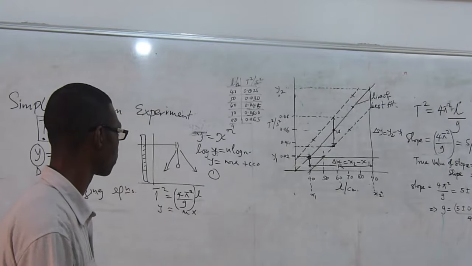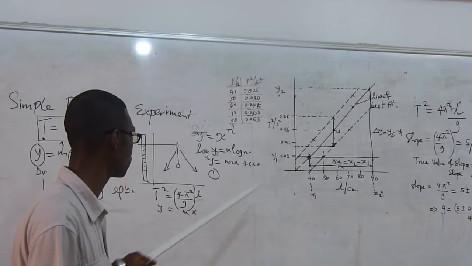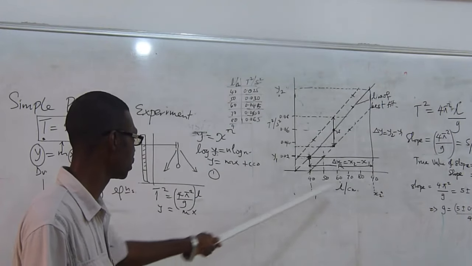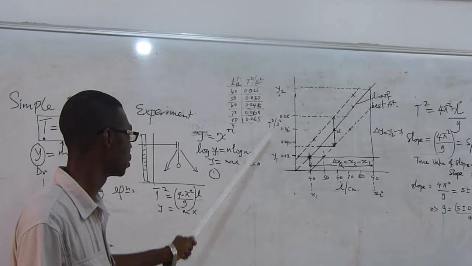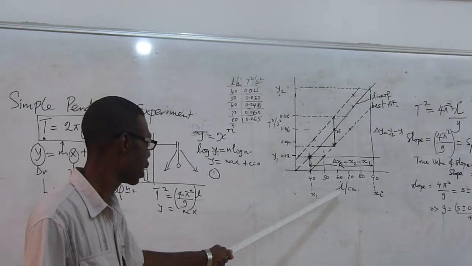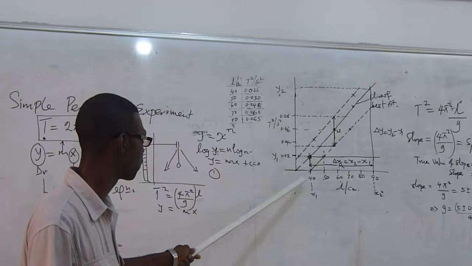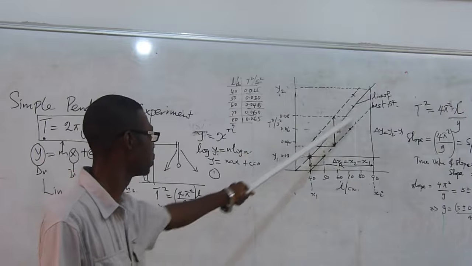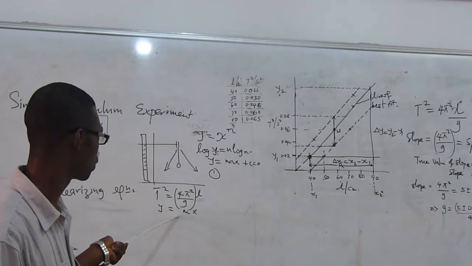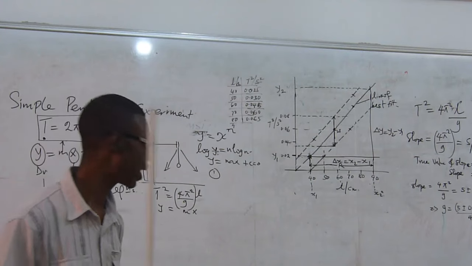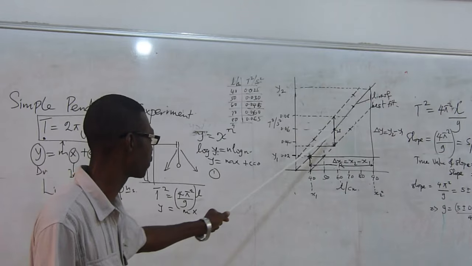Alright, so when you do this kind of experiment, this simple pendulum experiment, we are likely to have a graph like this. This is the T axis, this is the T squared axis, and this is the L axis. Alright, so we plot the graph. This is the straight line graph passing through the origin according to this equation, y equals mx. Alright, so you plot your graph perfectly.